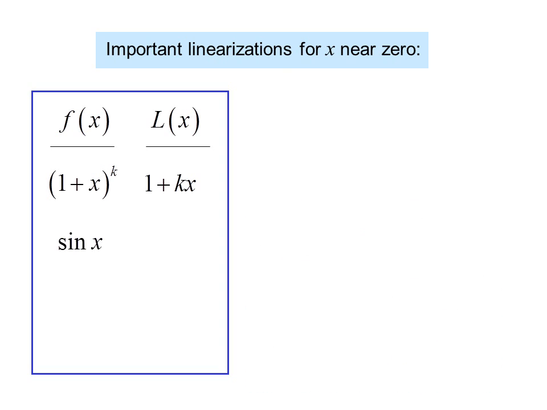Sin x is approximately equal to x when x is near 0. Cosine x is approximately equal to 1 when x is near 0. And tangent x is approximately equal to x when x is near 0.